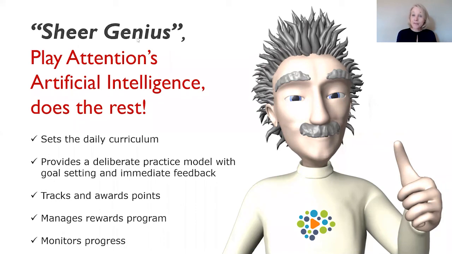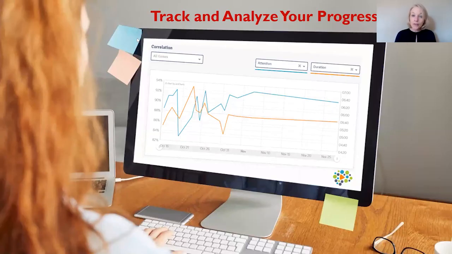And you can set up rewards where they can use their play attention points to actually purchase rewards that you set up. And of course, Sheer Genius is going to monitor progress. So you're always going to have access to your progress over time. The data will be stored and tracked for you so that you can always see progress.